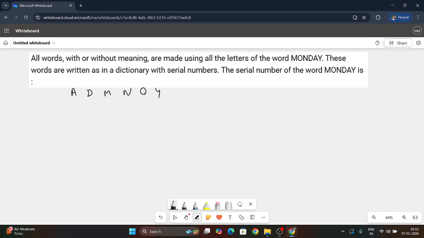So we have to find the rank of this first. Okay, let's. I told you in the previous problems that let's fix the A first.